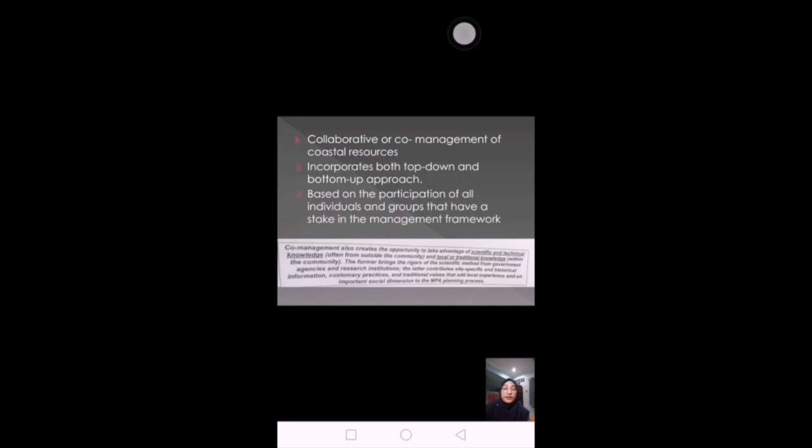Next is collaborative or co-management of coastal resources. It incorporates both top-down and bottom-up approaches based on the participation of all individuals and groups that have a stake in the management framework. This is the example of the school again, when the principals, clerks and students are given responsibility to make decisions together.